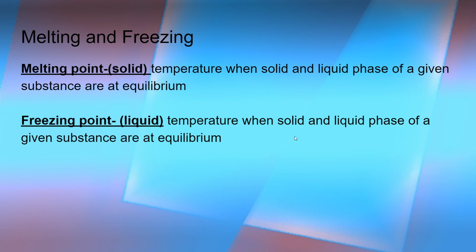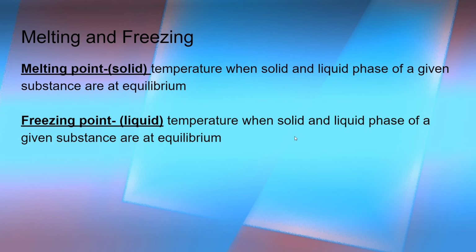So, melting and freezing point. Melting point is going to be used when we talk about solids. It's the temperature at which a solid and liquid phase of a given substance are at equilibrium. If we got a glass of ice cubes and set it out, once the ice starts to melt, the temperature of that ice and liquid water substance is going to be the melting point, and it's going to be in equilibrium until, like I stated earlier, all of the ice cubes have melted. Then you'll start to see the temperature of that system increase.